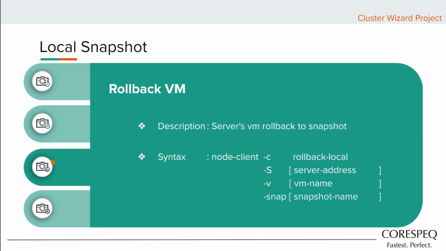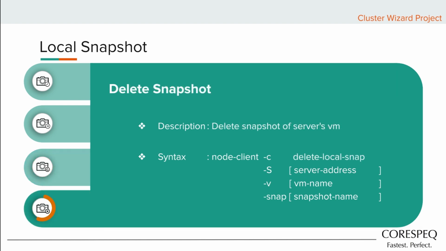The rollback local command is used to roll back a server's VM to a specified snapshot. This command needs the server address, VM name, and snapshot name as the inputs. Lastly, the delete local snap command deletes a snapshot for the server's VM. This command needs the server address, VM name, and snapshot name as the inputs.